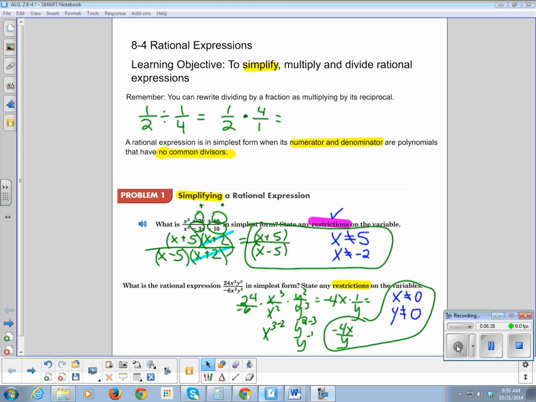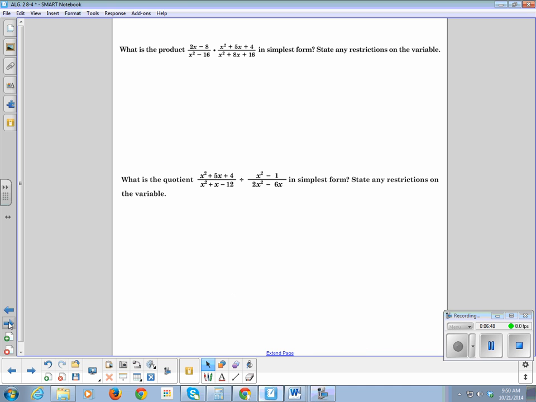All right, so that's the simplifying part. The next thing we're going to do is multiply and divide and hang out with our learning objective. We're going to use our simplest form to find the product. The first thing we have to do before we do anything is state the restrictions.